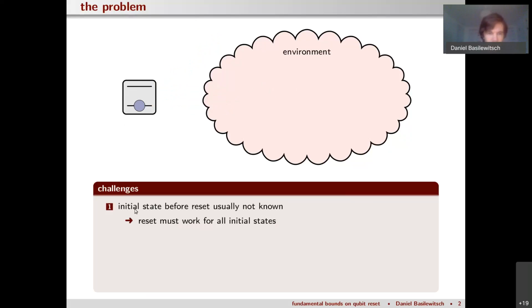So why is qubit reset interesting and what are the challenges? Typically the state before the reset, which can be any mixed state, is usually not known. So what we need to find is a reset process that works for all initial states. Then reset is also typically really slow compared to other operations that you can run on your qubit.